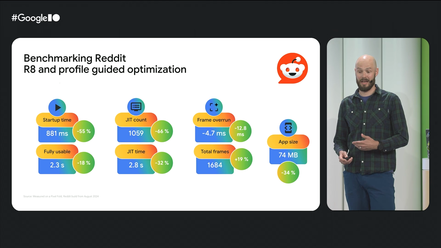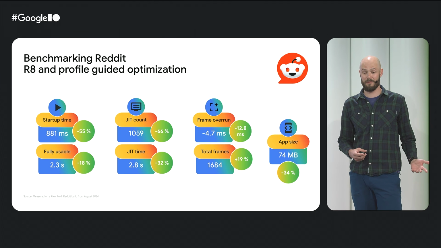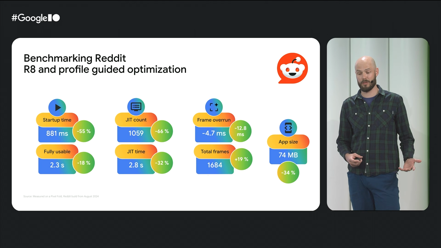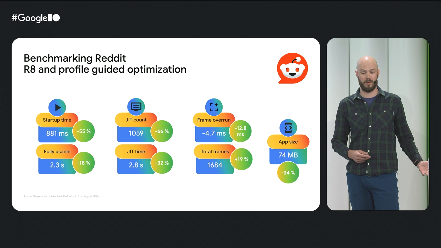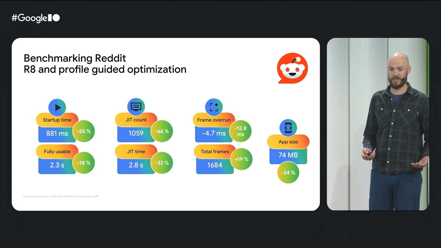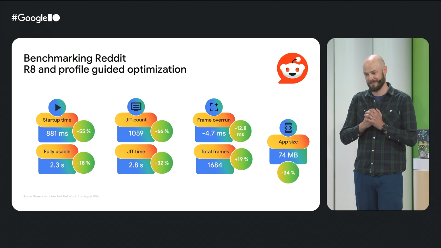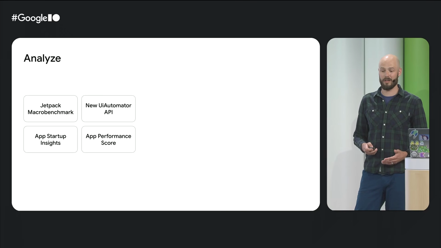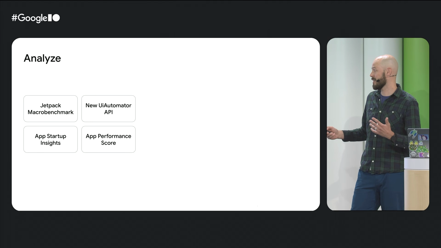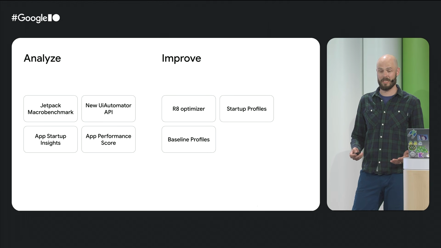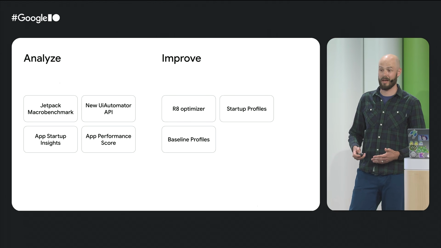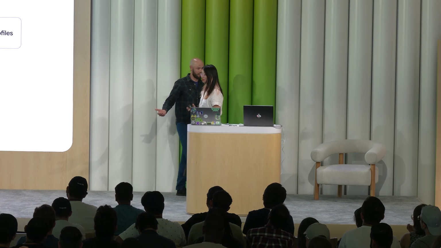So this shows, again, how large apps can get a significant performance boost from applying readily available tools like R8, baseline profiles, and startup profiles. So really no wonder that users really liked it a lot more after the optimizations. So start using Jetpack Macrobenchmark and use the new UiAutomator API, Startup Insights, and App Performance Score. To make a performance leap, use R8, use startup profiles, and baseline profiles. And that's all from me. Let me pass it back to Alice to talk about powering up your app performance and stability using Android Vitals.